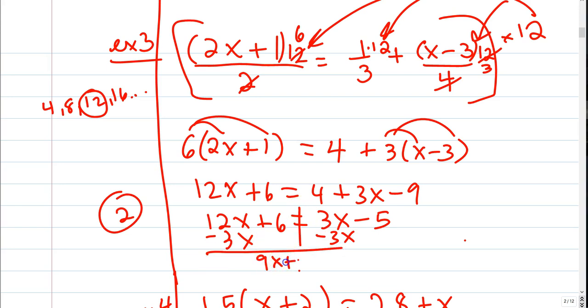9x plus 6 is equal to -5. Undo the adding with subtracting, so that 9x is equal to, how about -11? And when I divide, -11 over 9.